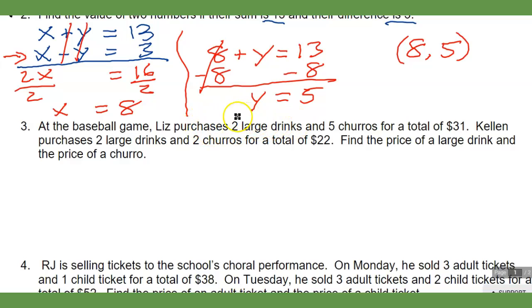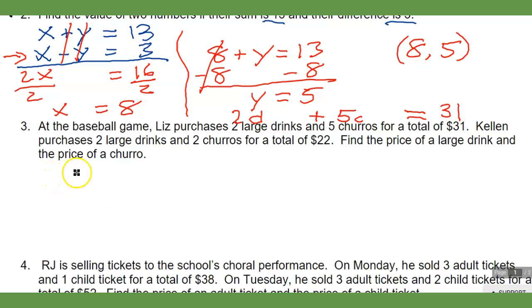All right, so drinks we can call D or X, whatever we want to call it. We can use an actual letter that represents it so we don't confuse them later on. So we have 2 drinks. What does "and" represent mathematically? Plus 5 churros, 5C, for a total of, equals $31.